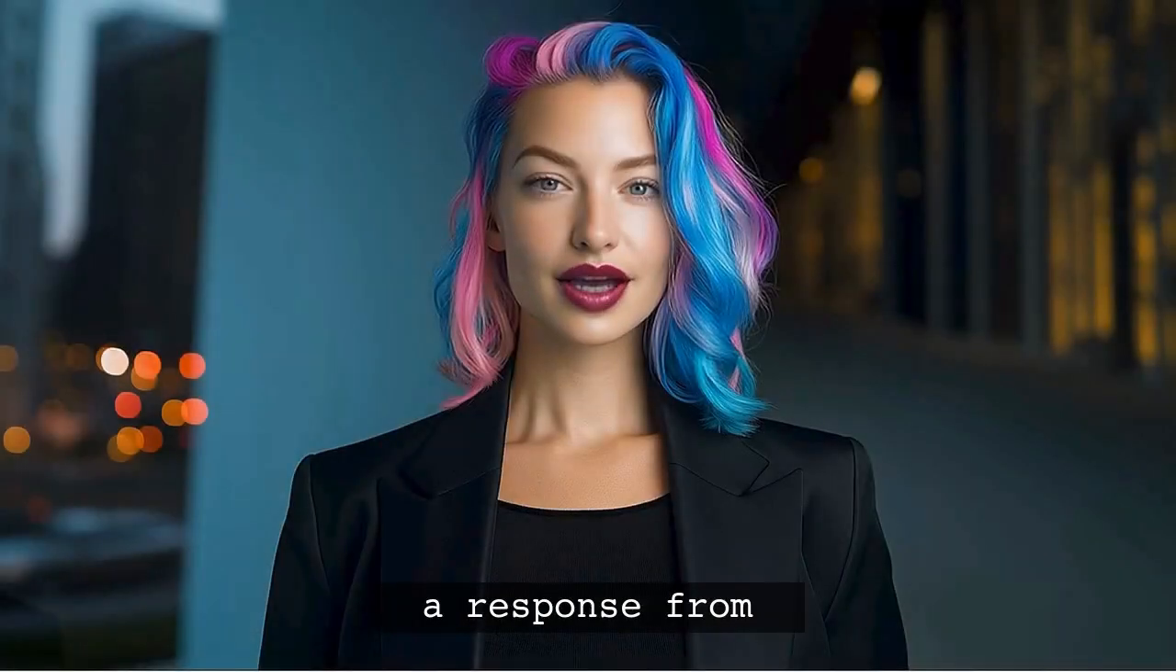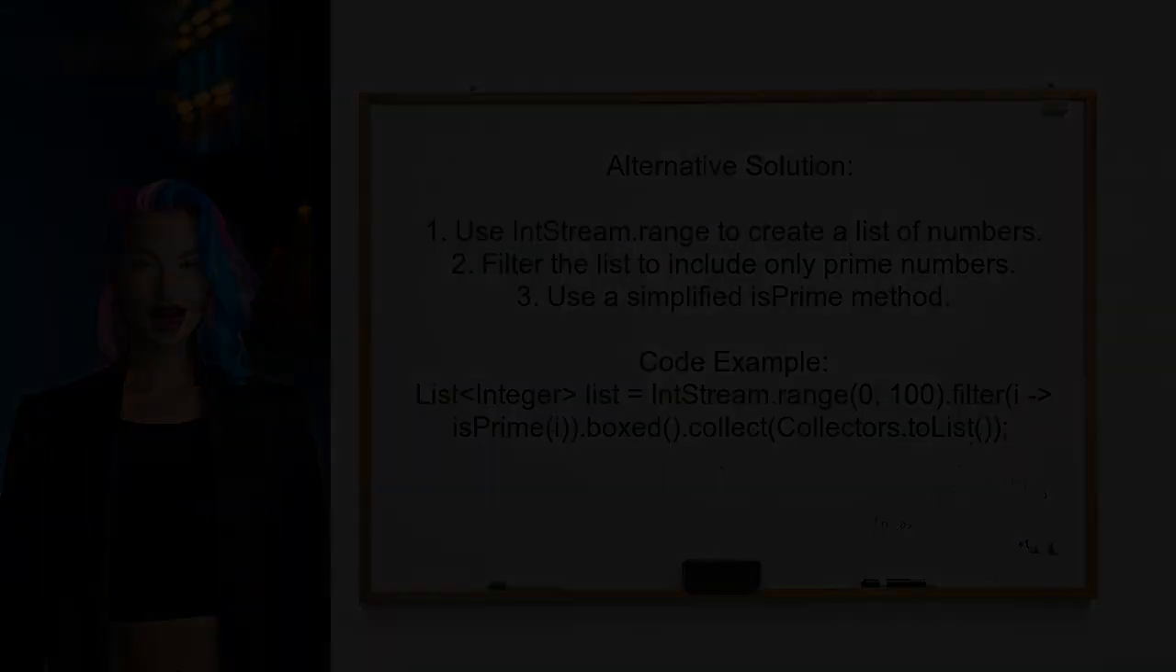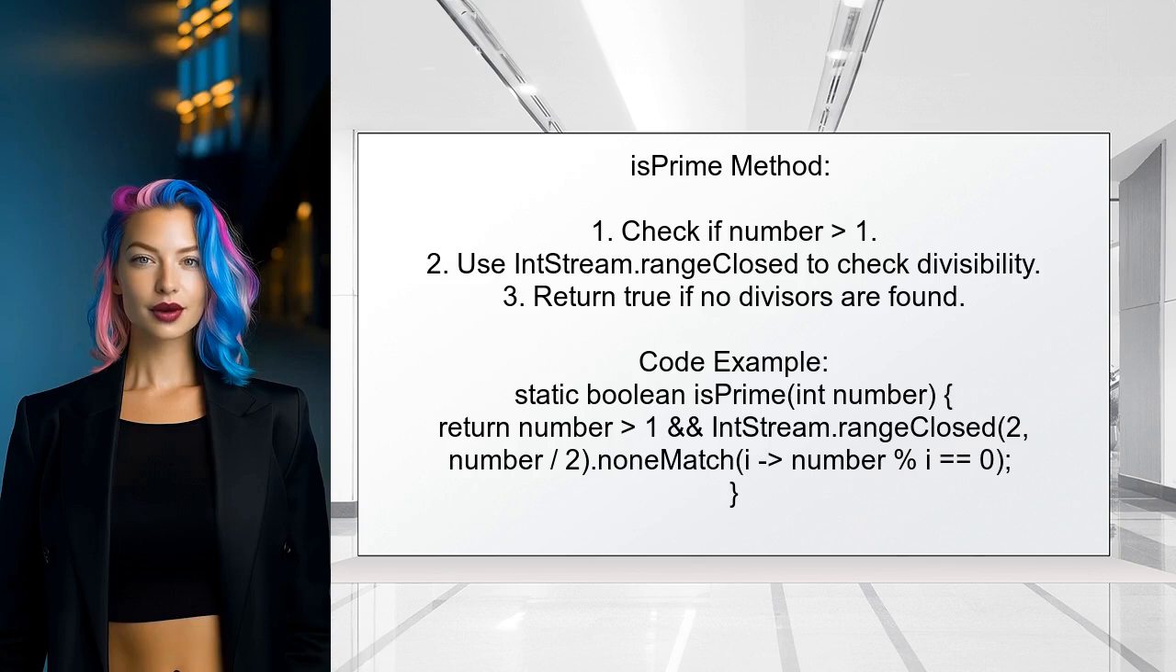Now, let's see a response from a different user. An alternative approach provided by another user uses Java 8 streams to simplify the prime number check. They create a list of numbers from 0 to 100 and filter out the prime numbers using a streamlined isPrime method. In their isPrime method, they check if a number is greater than 1 and ensure that no numbers from 2 to half of the number divide it evenly. This makes the prime checking more efficient.